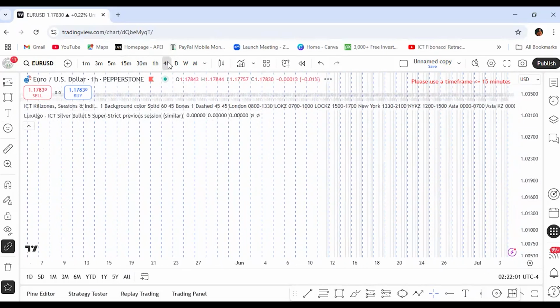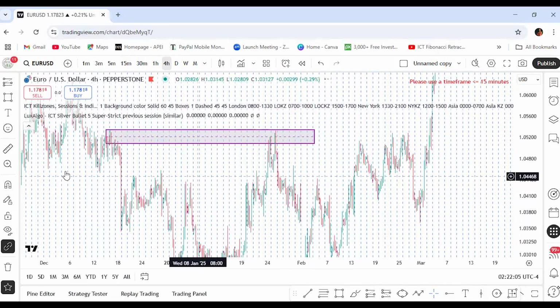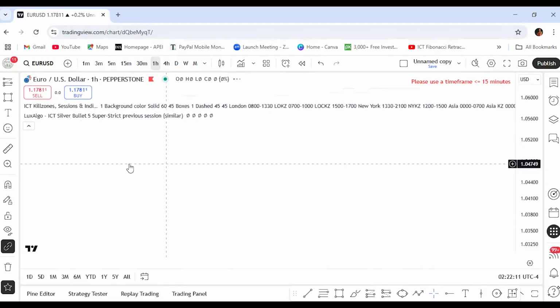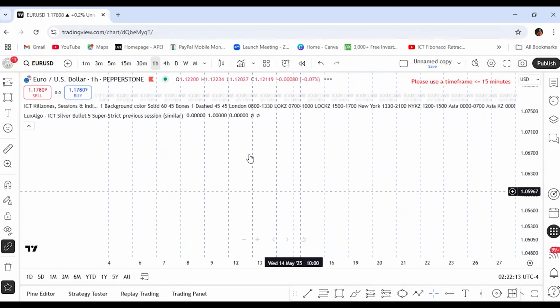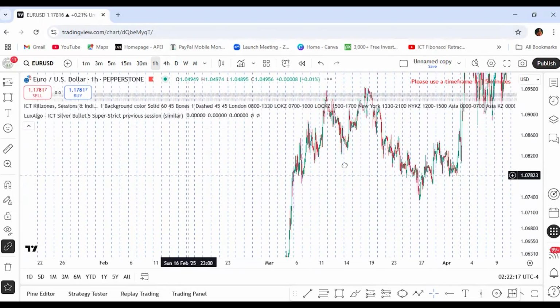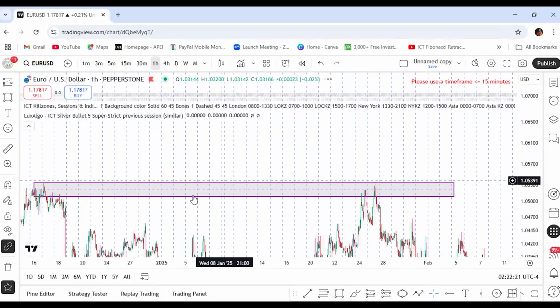Let me just go to the 4-hour time frame so that I can see where we are. So this is around December 16th. All right, so let's go to the 1-hour time frame. Now we look at December 16th. So this is it.